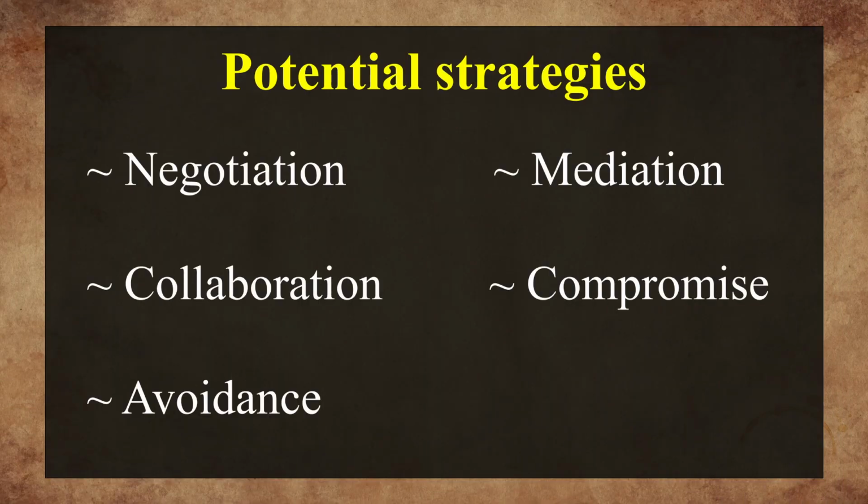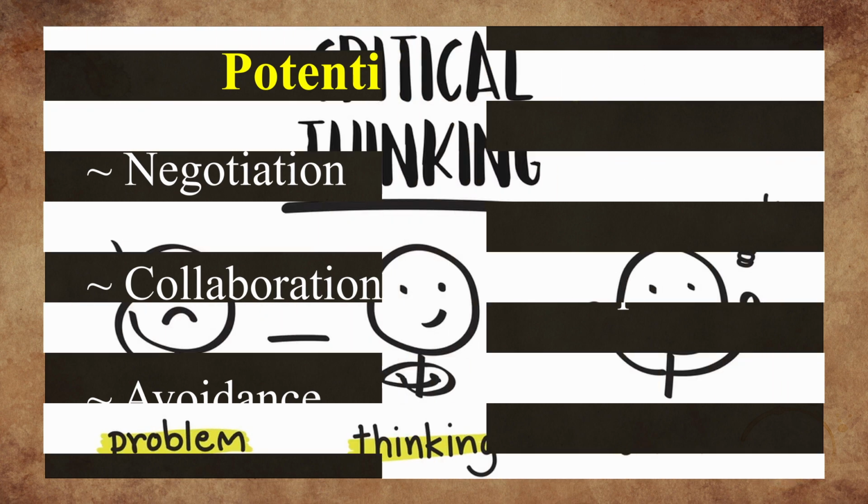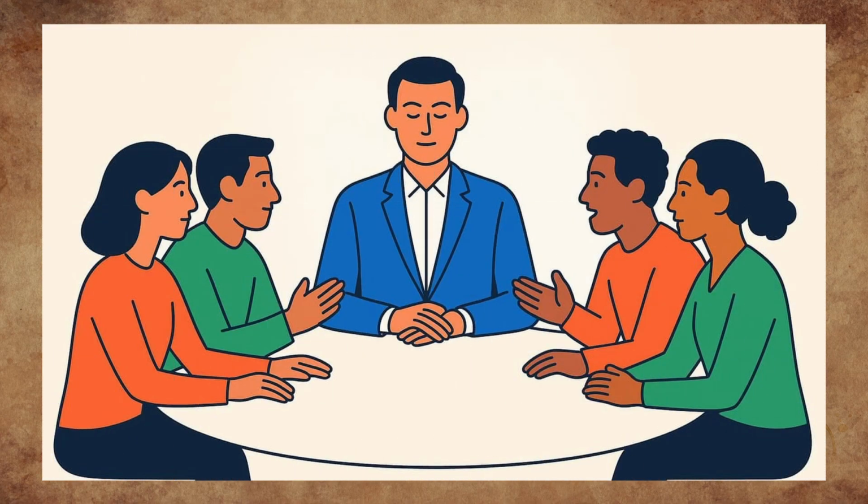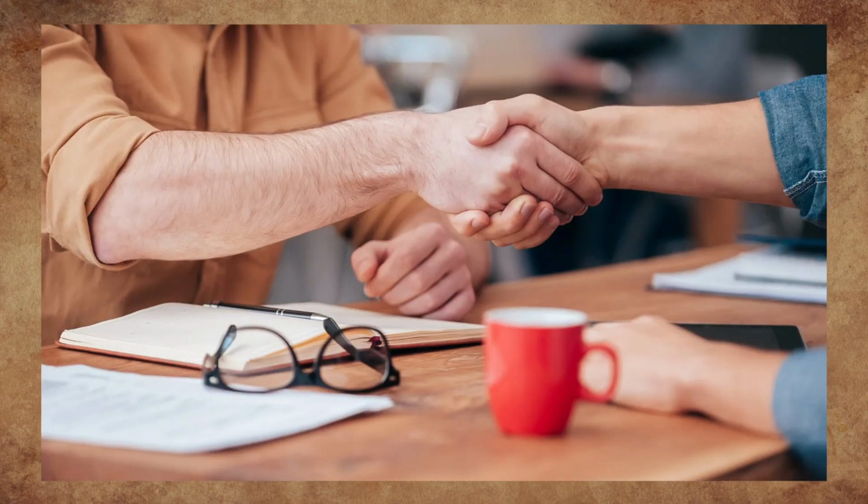The next step that we are going to discuss is to explore potential strategies, including negotiation, mediation, collaboration, compromise, and avoidance. Critical thinking requires evaluating the pros and cons as well as the relevance of each option in the context of the specific conflict. Mediation, for example, may be perfect when emotions are high and a neutral party is necessary to facilitate discussion. Compromise may work effectively when both sides are open to making small concessions.